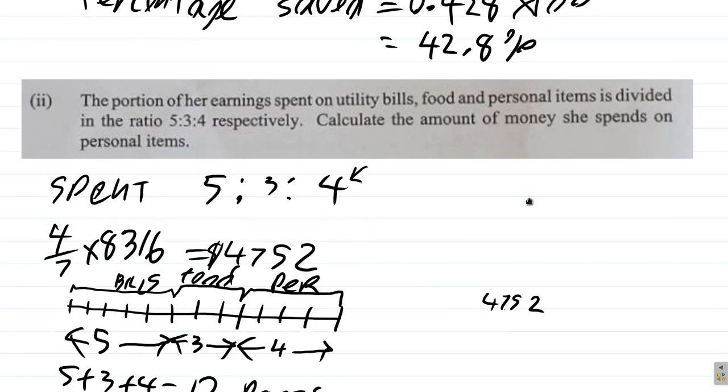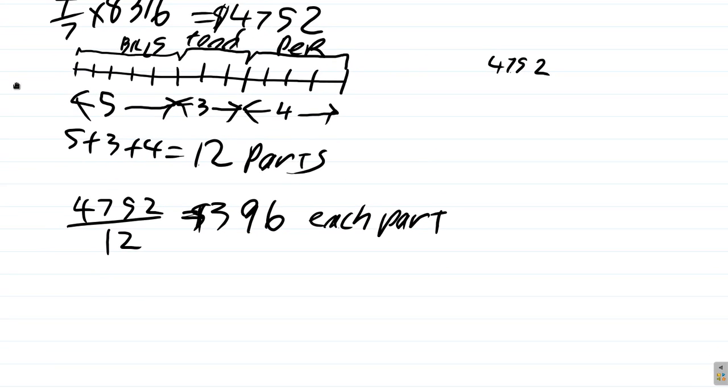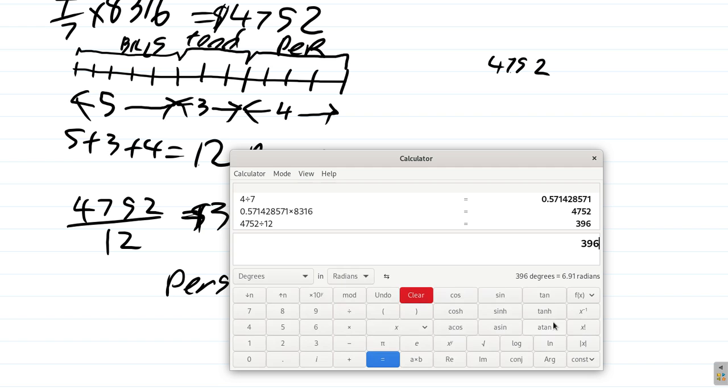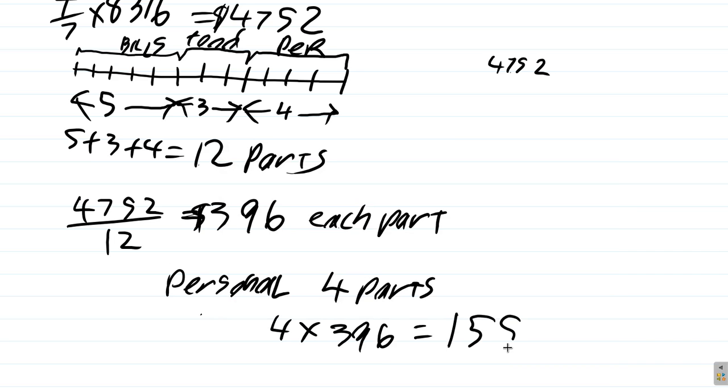Now, they ask for the amount on personal items. So the personal part now, how large is it? 4 parts is what the personal items part is. So it's 4 times the size of each part, 396. When you multiply this by 4, you get 1584. So it's $1,584. So that is your answer there. See that?